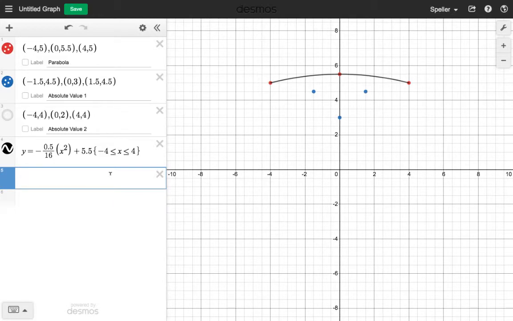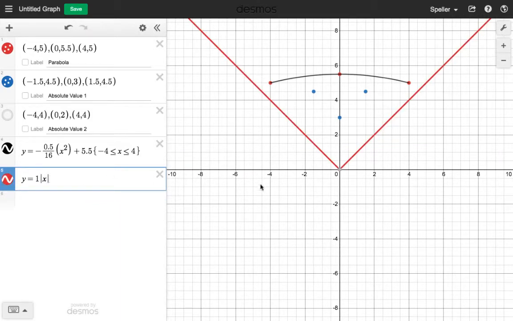So the function that we want to write here is y is equal to, again, some value, I'm going to say +1 times the absolute value of x. So that puts us right here. I need this shifted up. I need this shifted up 3 units, so I'm going to actually add 3 to this.